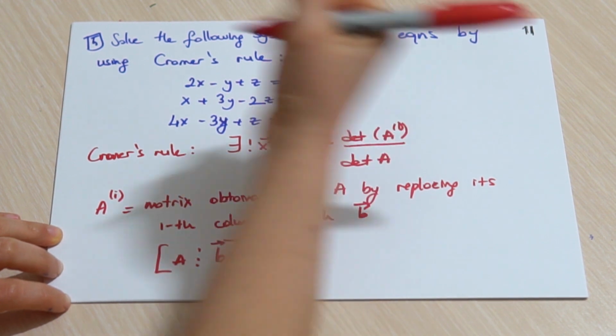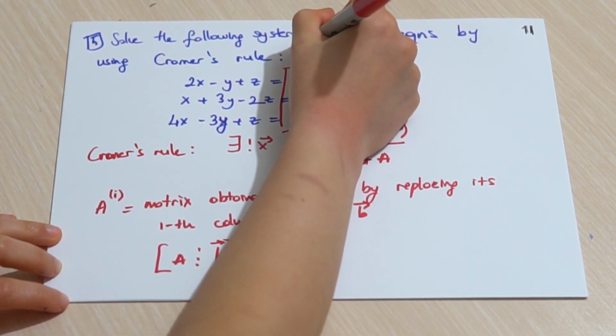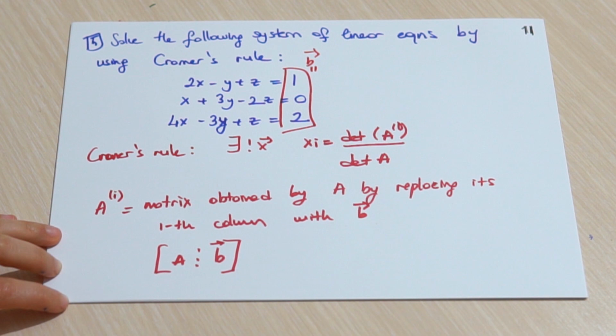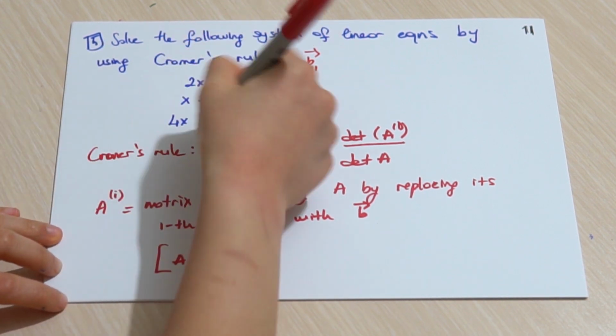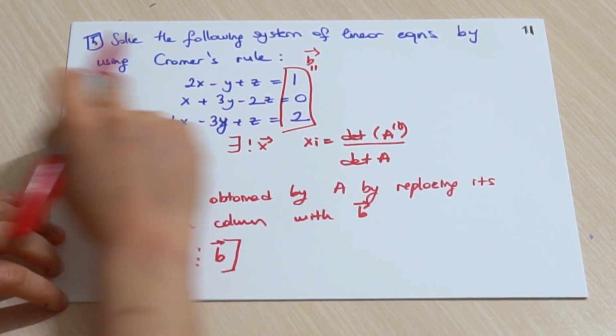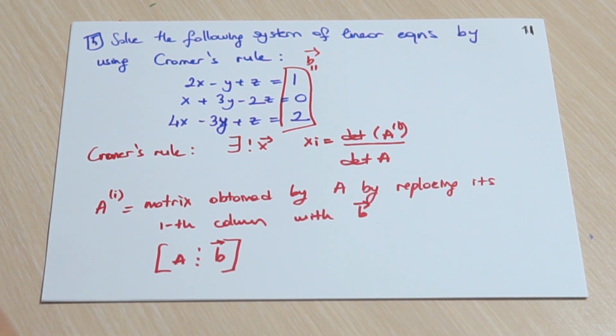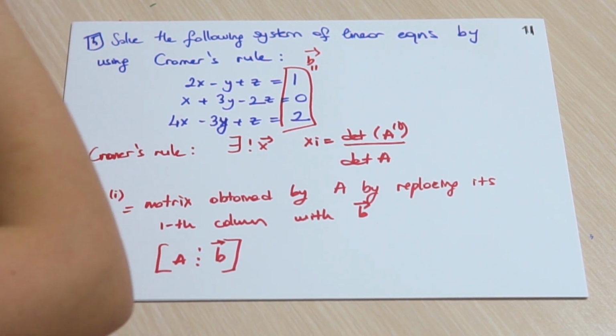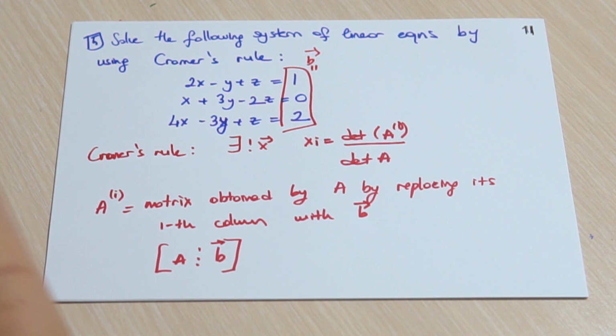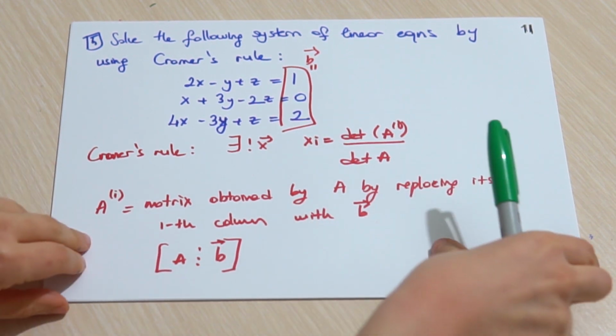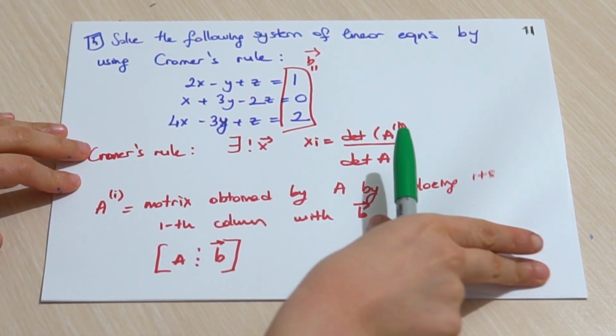For this system, this is the vector B, and the coefficients of this system will be the matrix A. Let's write the augmented matrix first, and let's see what A and B are.